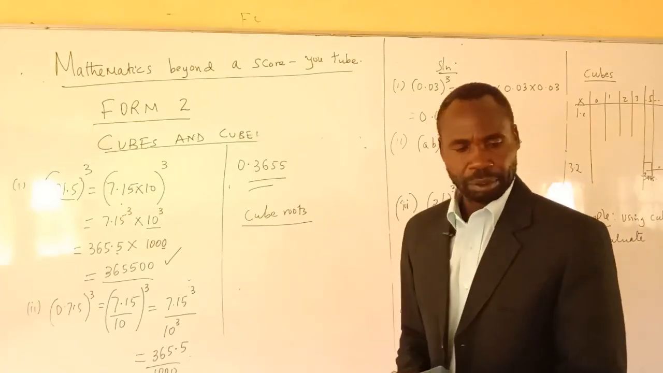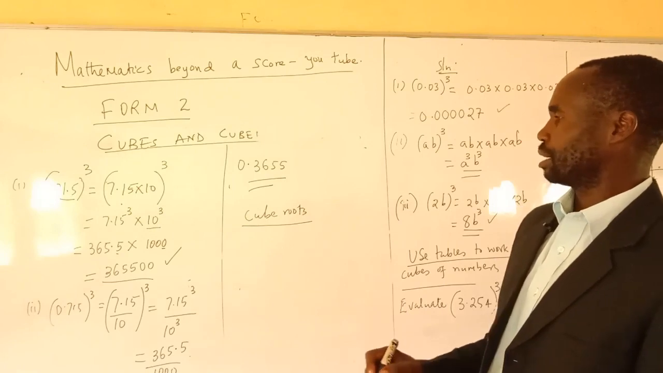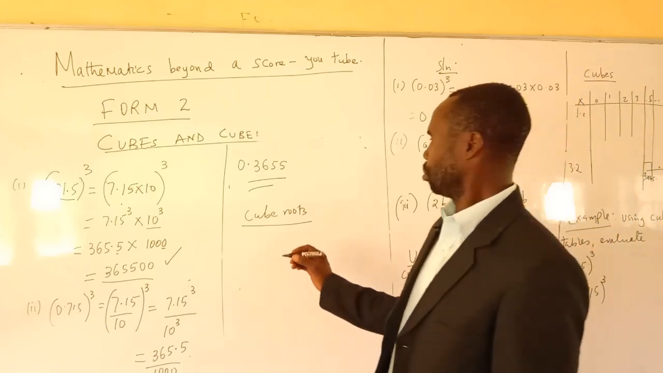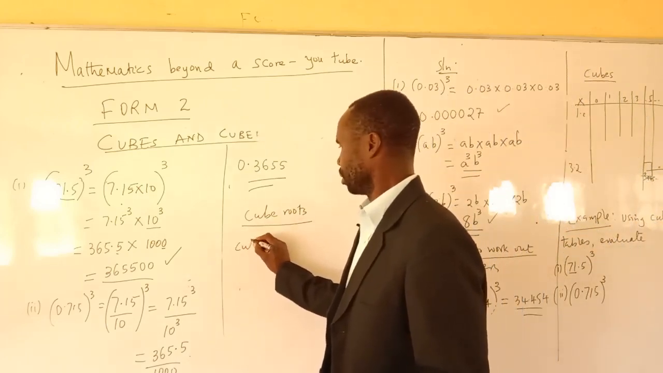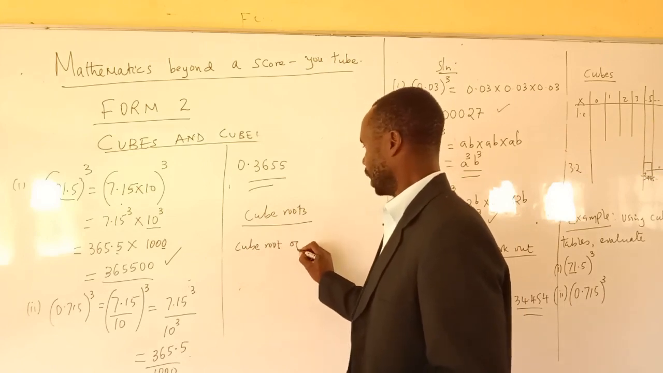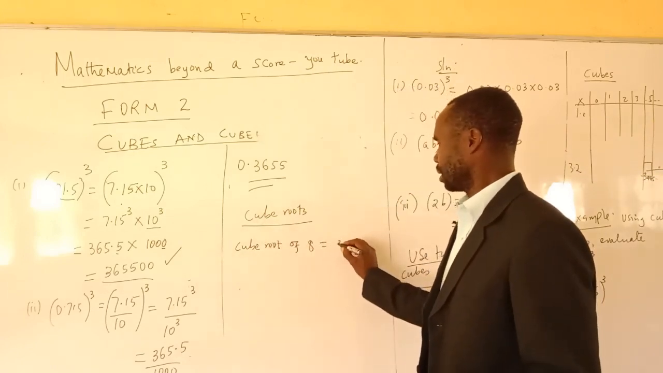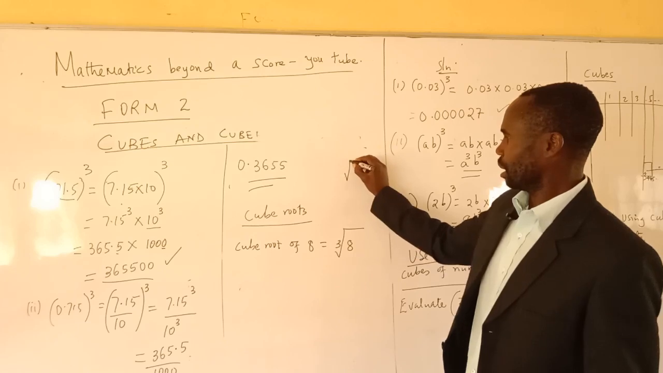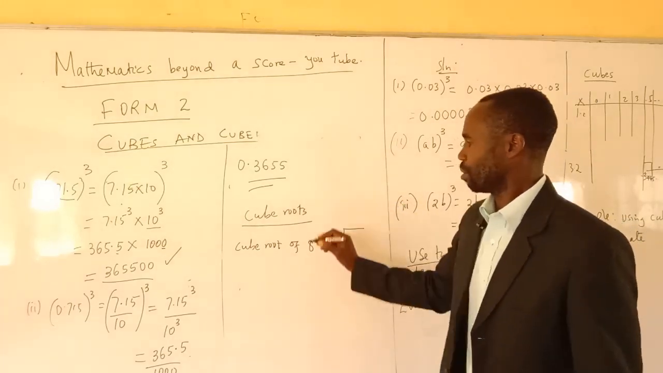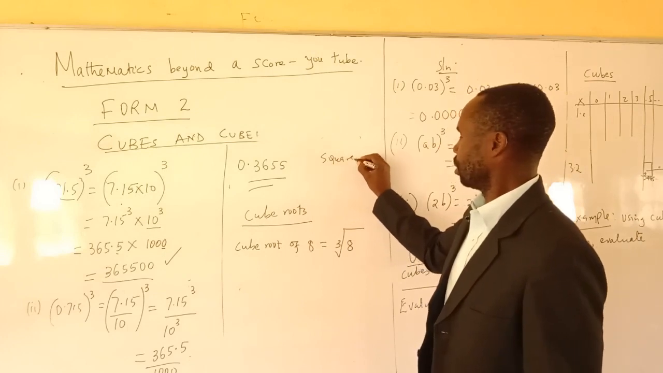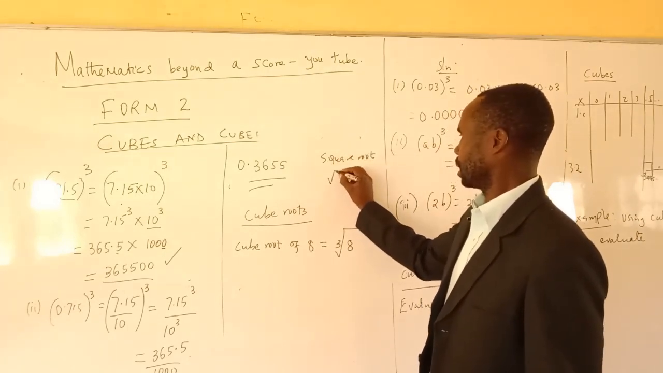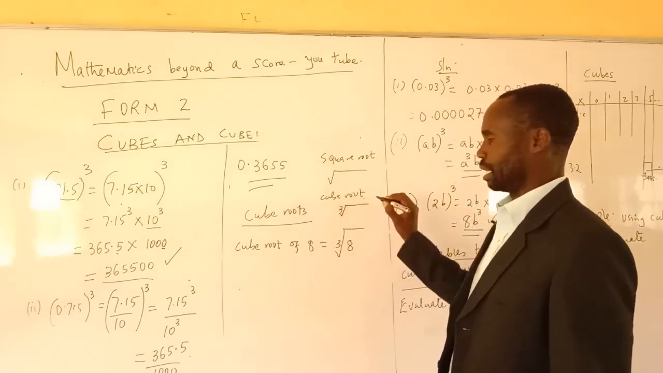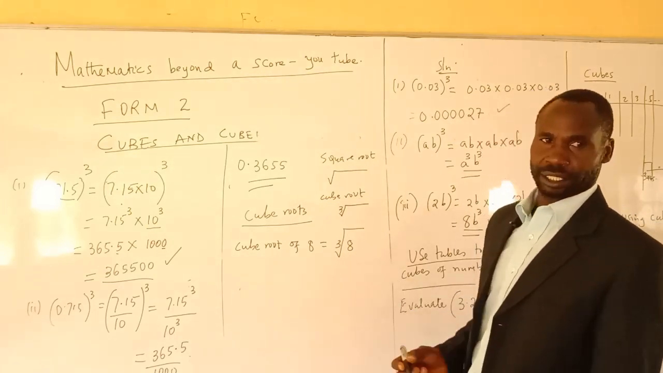Now, cube roots are small numbers which, when you multiply them 3 times, you get the big number. For example, when somebody talks about the cube root of 8, you write the cube root sign like that, then 8. The square root is written like that, while the cube root is denoted like that. So this is the cube root of 8.